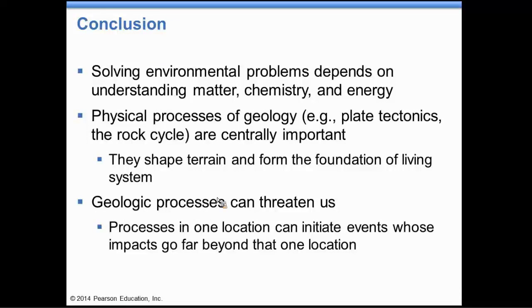In conclusion, physical phenomena are in some way tied to nearly every significant process in environmental science. An understanding of matter is essential for all science. Likewise, an understanding of energy is both of fundamental scientific importance and of considerable practical relevance. Physical processes of geology, such as plate tectonics and the rock cycle, are centrally important because they shape Earth's terrain and form the foundation for living systems that overlie the landscape.